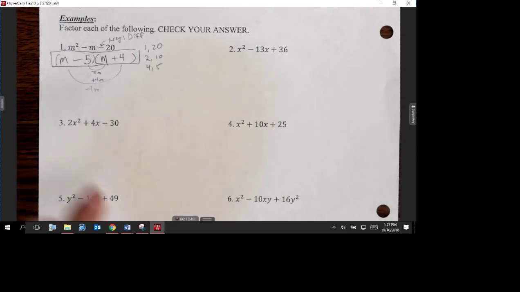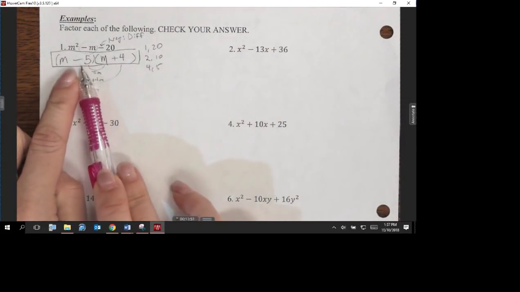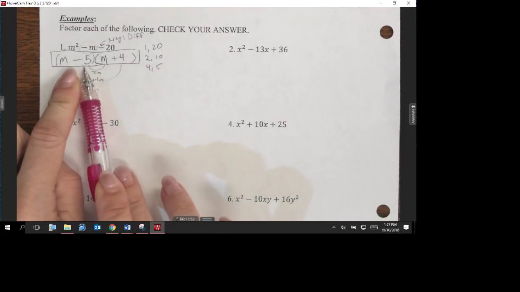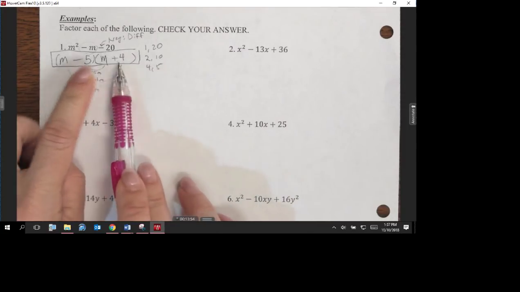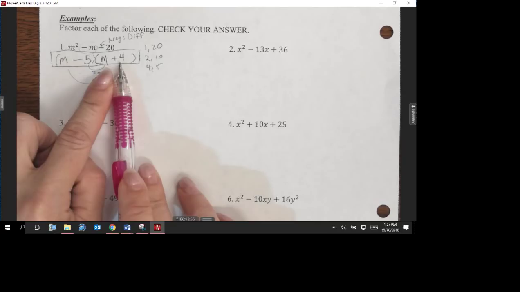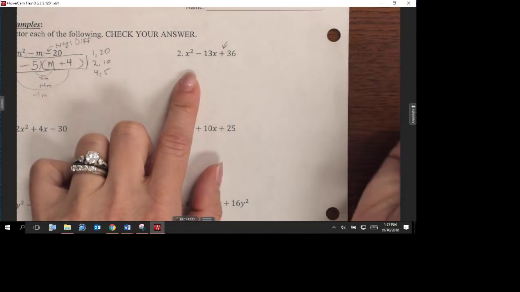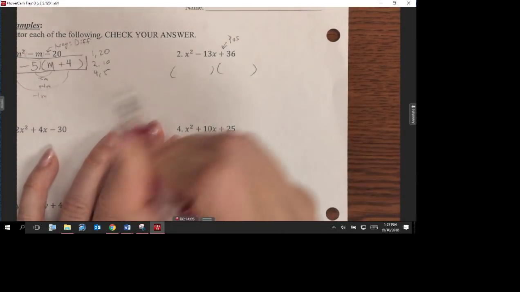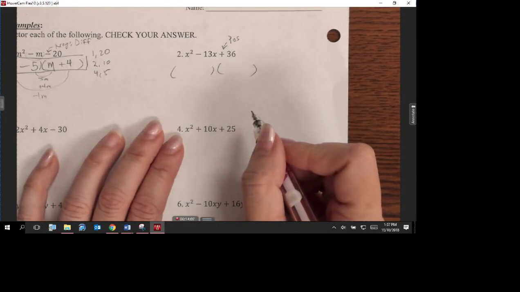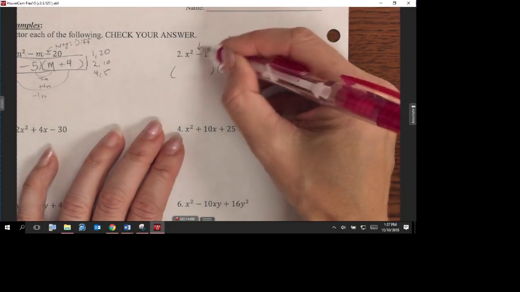And I forgot to say this earlier, but is this a difference of squares so we can keep going? How about m plus 4? Is that a difference of squares? No. Number 2, this is a plus sign. So what does that tell me about my signs? They're going to be the same, and what sign are they?